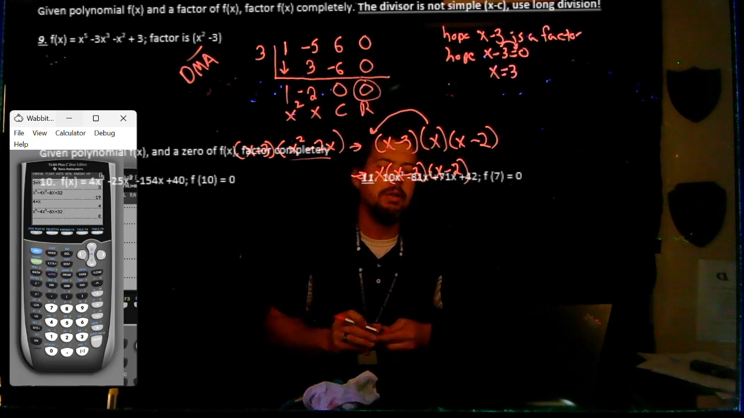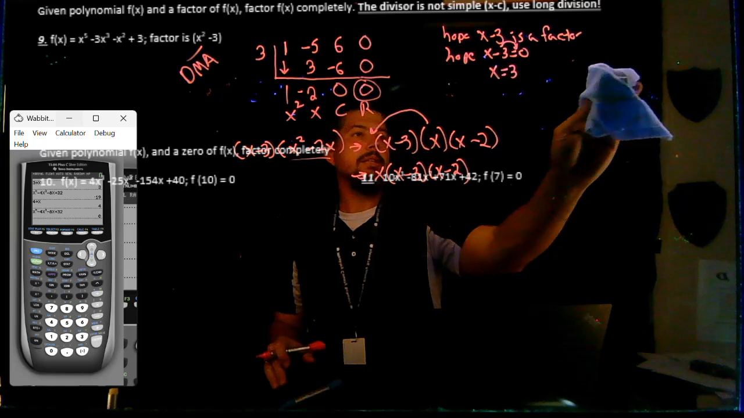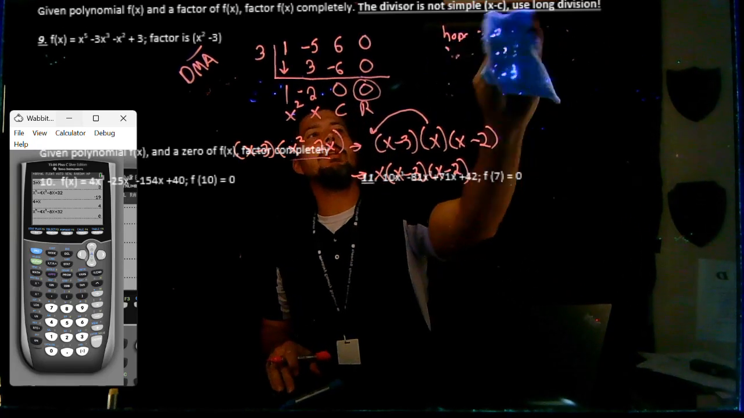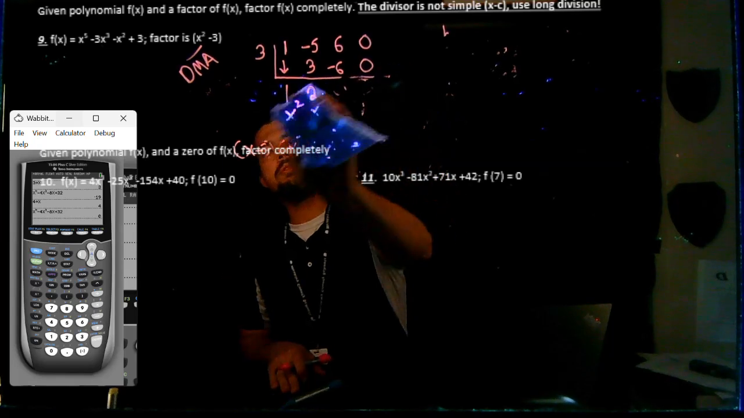Given the polynomial f of x and a factor of f of x, factor f of x completely. It says that the divisor is not simple, so you have to use long division. So this is actually yesterday's lesson. It's just a review question to remind you of yesterday's lesson.